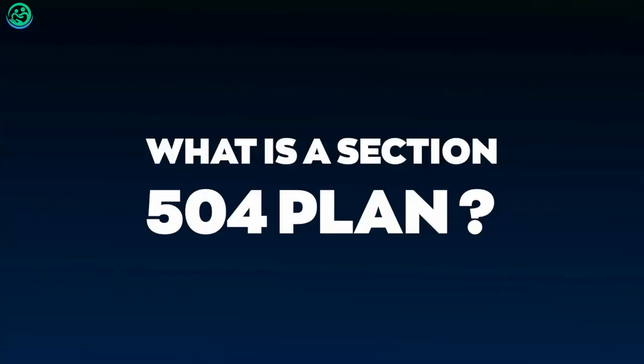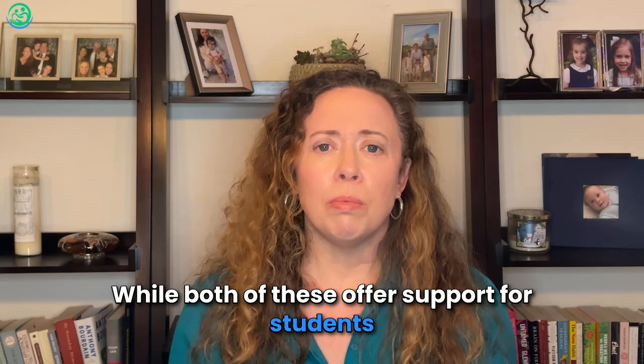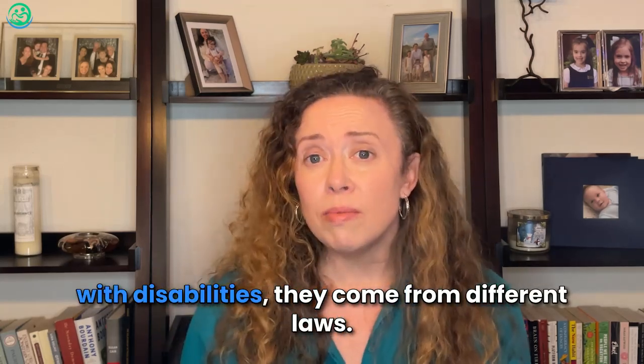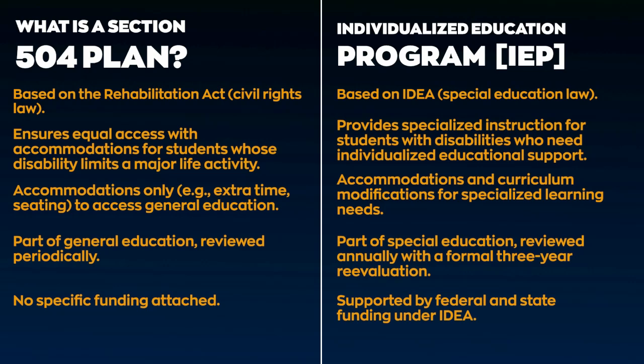First, let's clarify what a Section 504 plan is by comparing it to an individualized education program or IEP. While both of these offer support for students with disabilities, they come from different laws. IEPs fall under the Individuals with Disabilities Education Act, IDEA, which is a federal law, and they are for students who need specially designed instruction due to a disability, along with support, services, accommodations, and modifications as needed. These fall under special education when you're in a public school in particular.